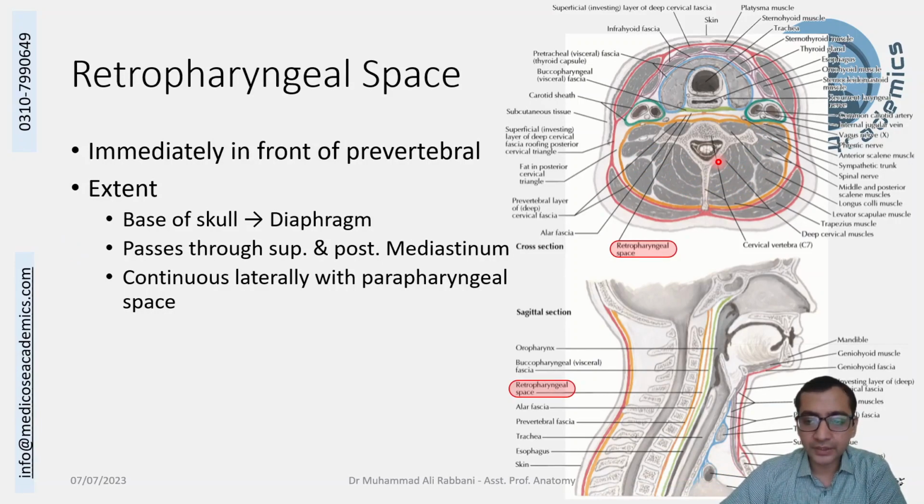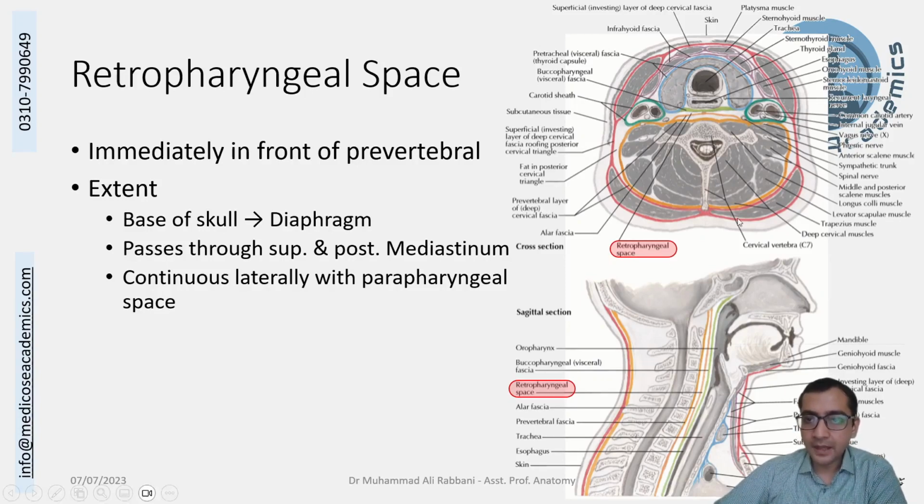Moving to the retropharyngeal space. The space that is in front of the prevertebral space and behind the visceral fascia, behind the buccopharyngeal aspect of the pretracheal fascia, is known as the retropharyngeal space. This space. This is known as the retropharyngeal space.